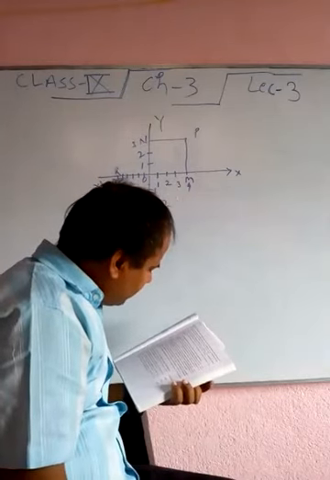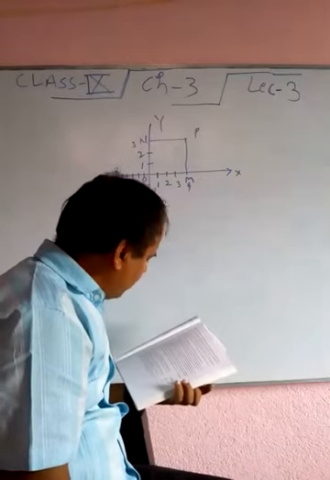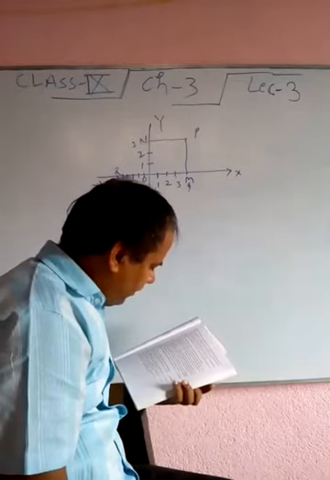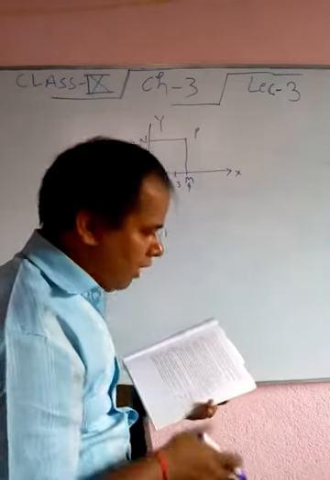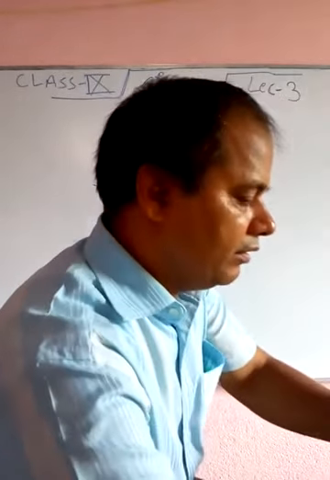Now using these distances, how can we describe the point so that there is no confusion? We write the coordinates of a point using the following conventions. Number 1.